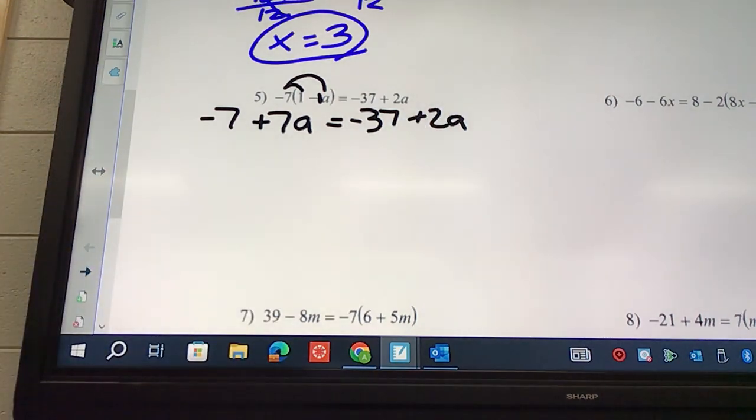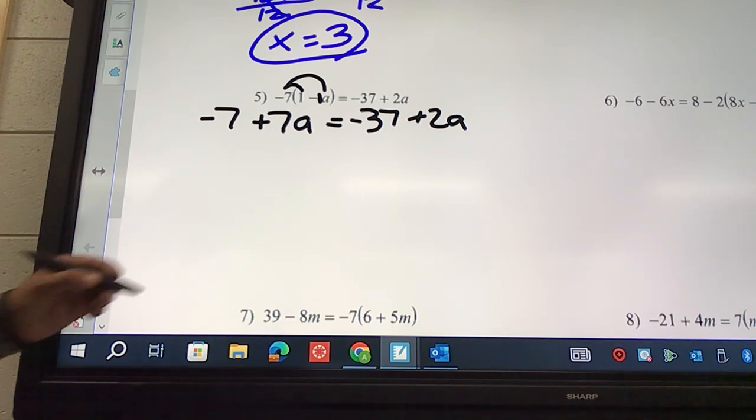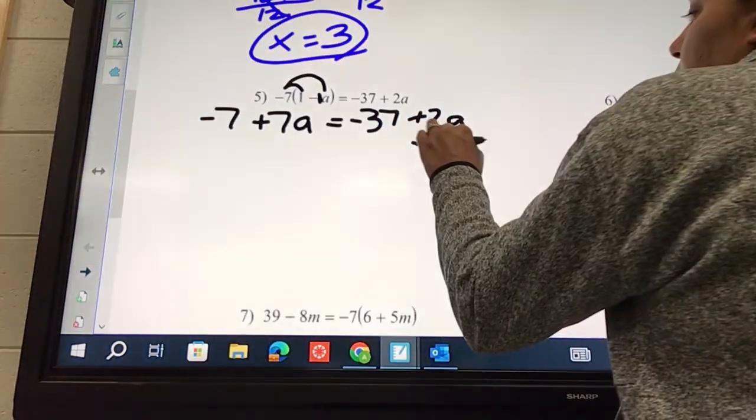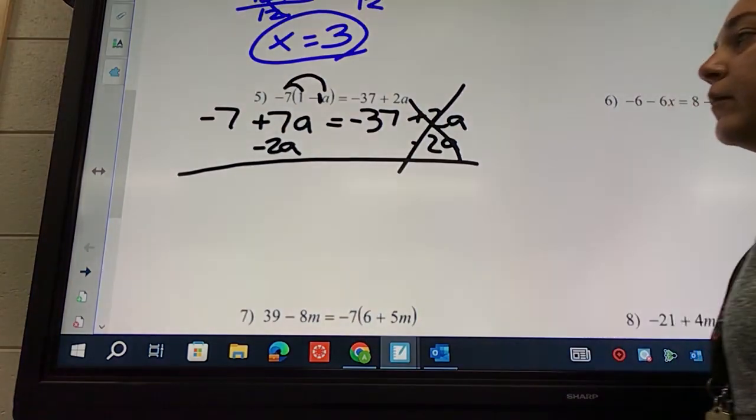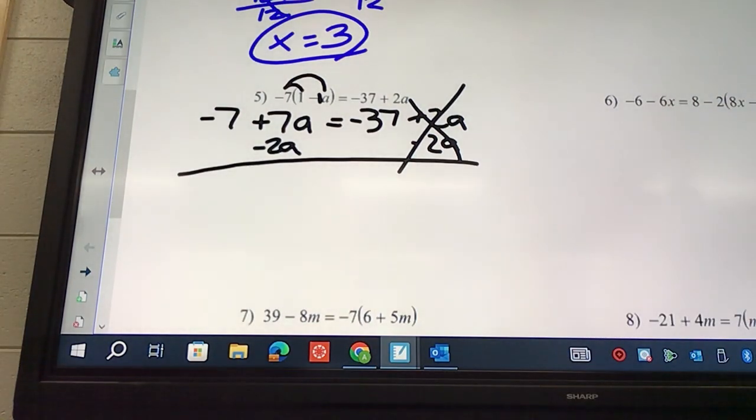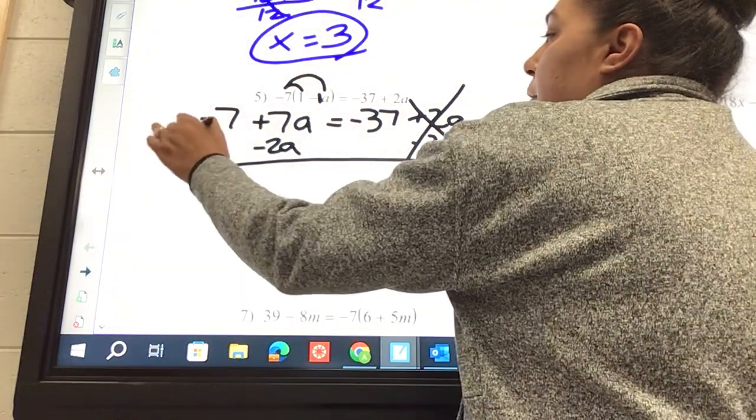Okay, how many pieces are on the left? 2. How many pieces are on the right? 2. So probably nothing needs combined. Okay, what needs moved? The 2a definitely needs moved over. What else needs moved? The negative 37. Perfect. Good job, Nick.